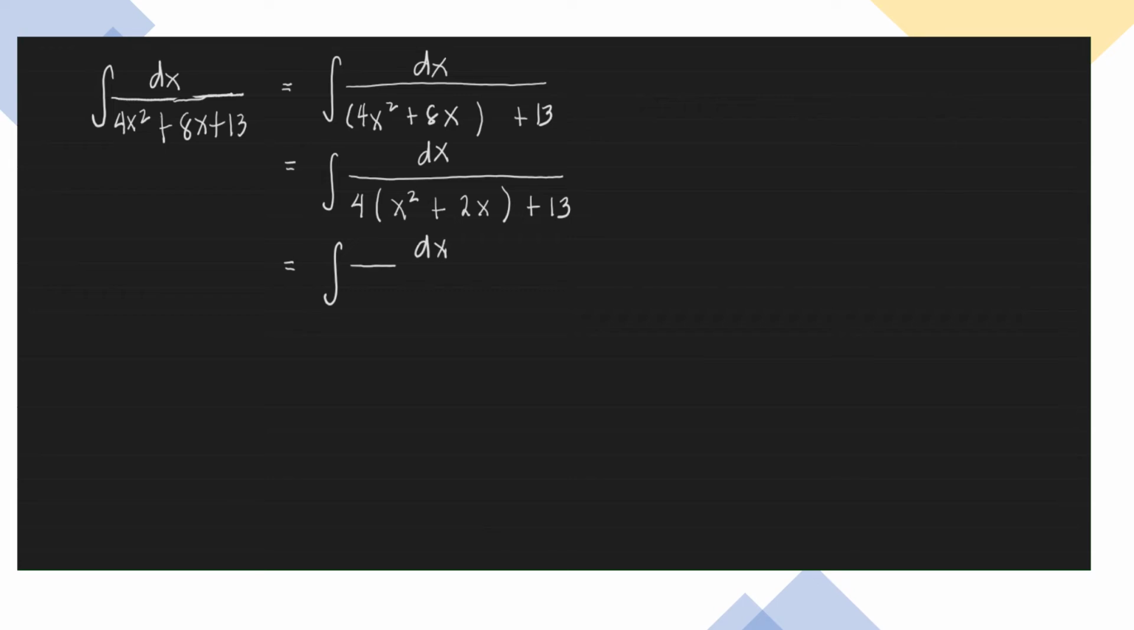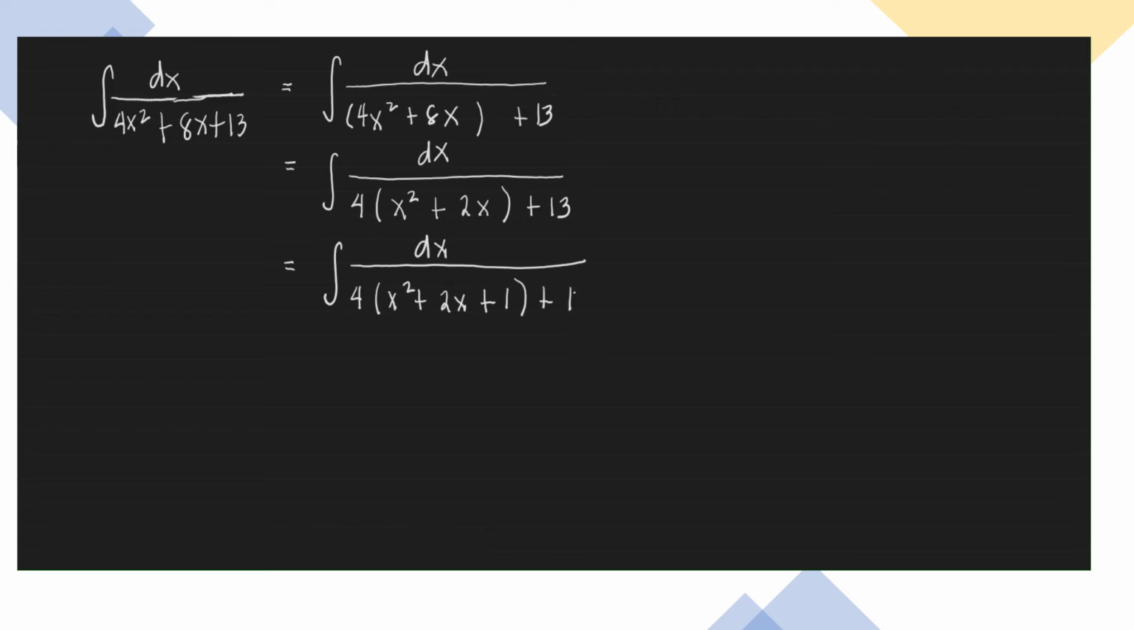Now we need to identify a number that we should add to x squared plus 2x so that it becomes a perfect square trinomial. That number will be half of the coefficient of the linear term, meaning half of the coefficient of x. So that would be 2 divided by 2, so we get 1. And that value will be squared. So we square 1 and that is 1.